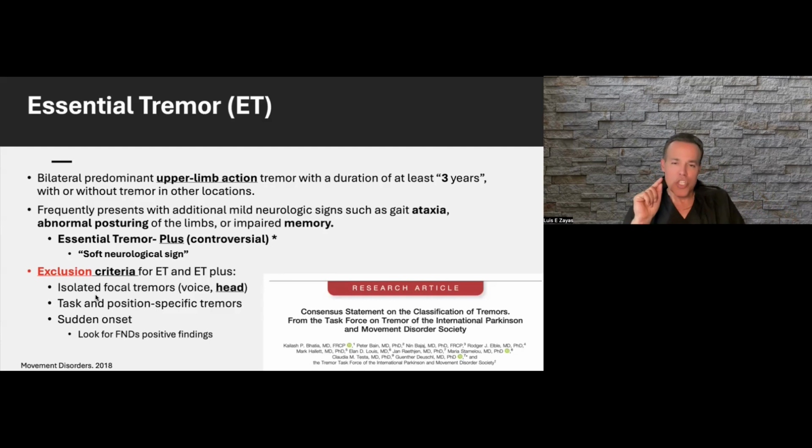Also, sudden onset. For example, a patient woke up today with a tremor out of the blue. This is not essential tremor. This is something else, and most likely a functional neurologic disorder, a functional tremor, okay? That's why you need to look for other positive findings to make the diagnosis of functional tremors.